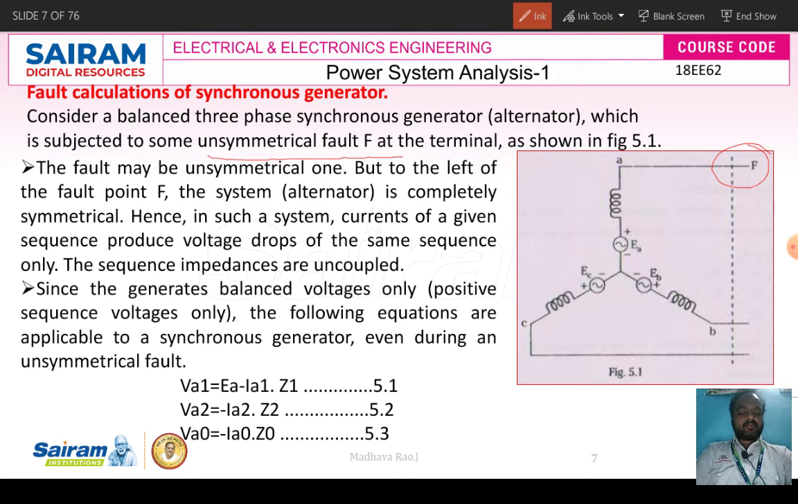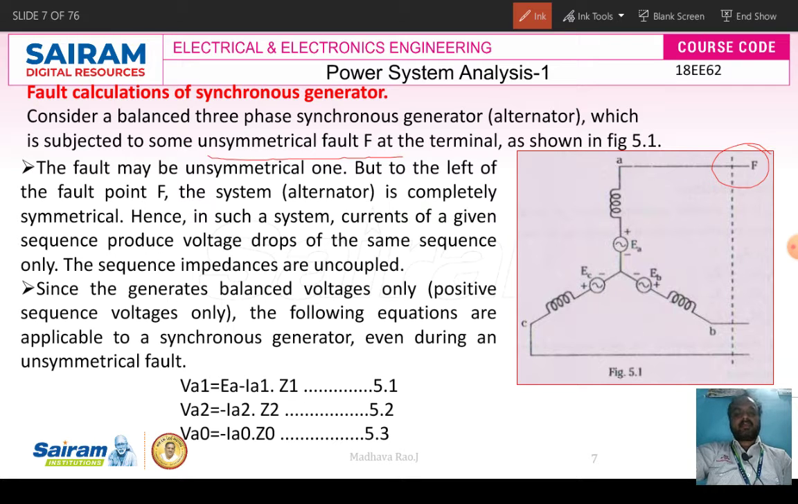Unsymmetrical faults are generally analyzed using symmetrical components. We have three types of symmetrical components: positive sequence component, negative sequence component, and zero sequence component. Since the generator has balanced voltages, the synchronous generator generates balanced voltages only, so we will have positive sequence voltages.